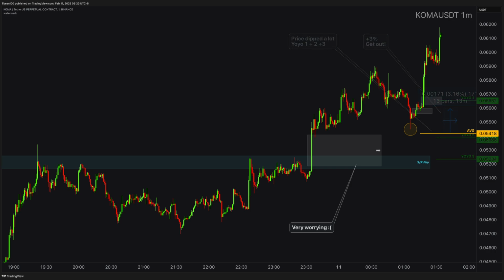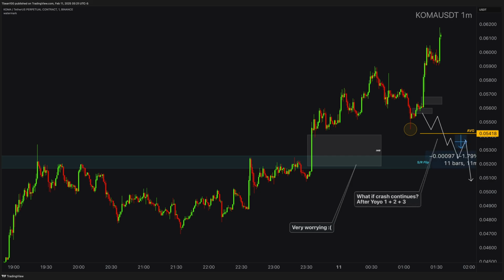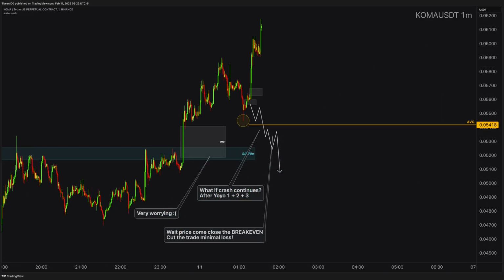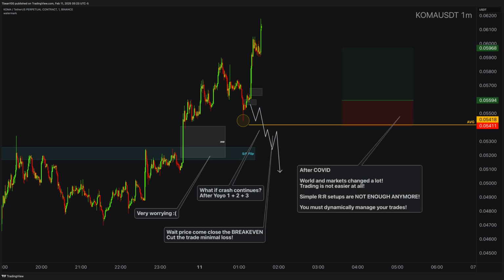Now, what if the price keeps dropping after all three orders are taken? Then what? In those cases, I do this, waiting for a small pullback to my entry location, and I try to cut the loss. Basically, I will try to minimize my loss as much as possible. You should never keep averaging down forever in trading. It is extremely dangerous. You need to understand that, especially after COVID, trading is not the same. It's not easy at all.